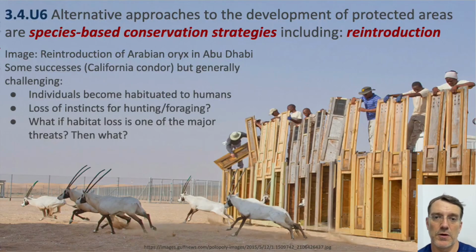Reintroduction. The idea here is that we remove individuals of the target species, we bring them into a protected area, raise them, increase their populations, and then take them back to their original habitat and release them into the wild. It sounds good in premise. It tends to be quite expensive, and it tends to have mixed results because it doesn't directly address the habitat loss, which is frequently one of the primary factors that the species is threatened in the first place.